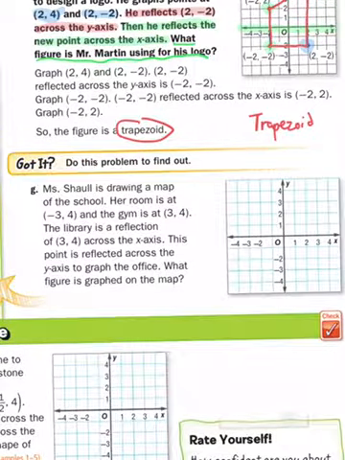It says, Ms. Shaw is drawing a map of the school. Her room is at -3, 4, and the gym is at 3, 4. So the first thing I would do is graph those. Then it says the library is a reflection of 3, 4 across the x-axis. So I would do that next. This point is reflected across the y-axis to graph the office.